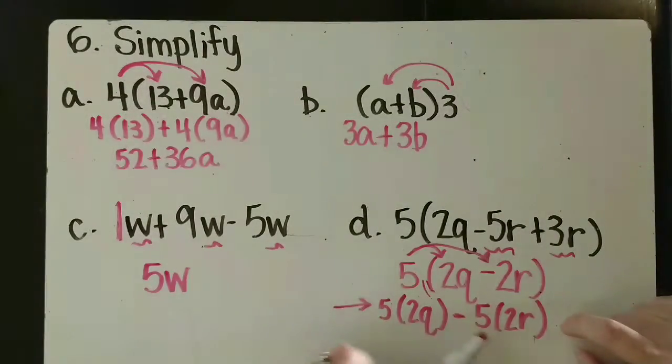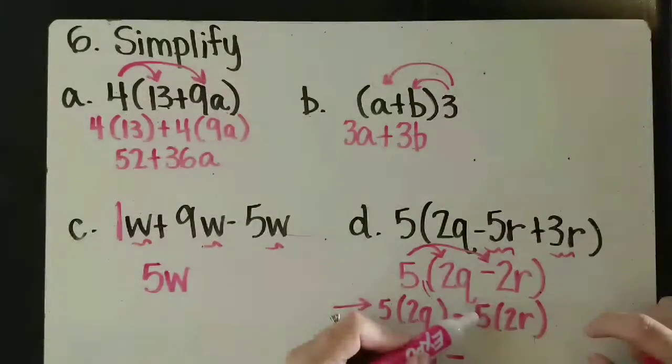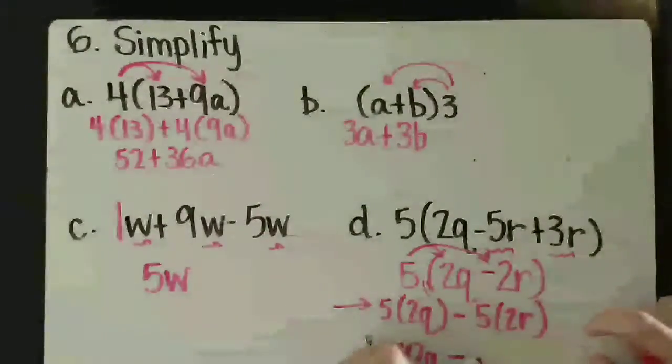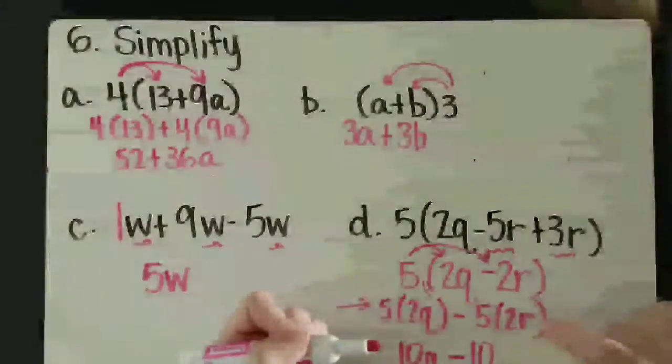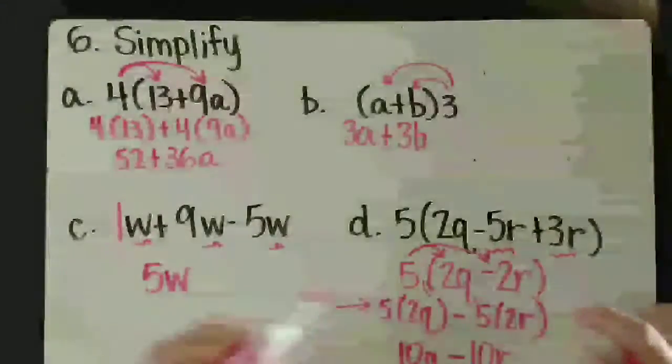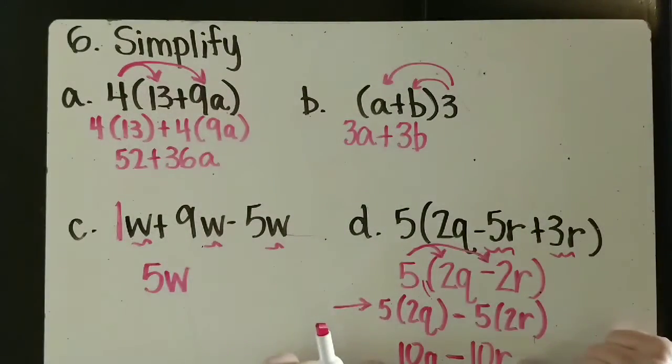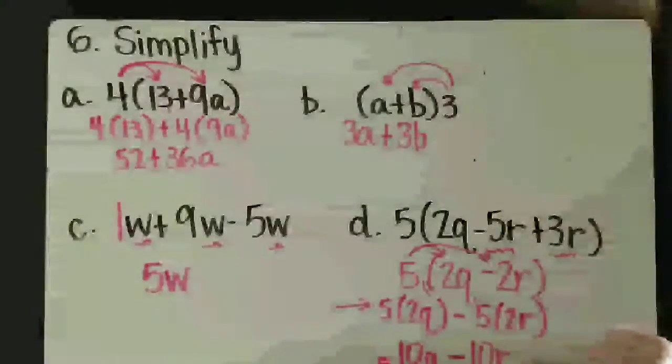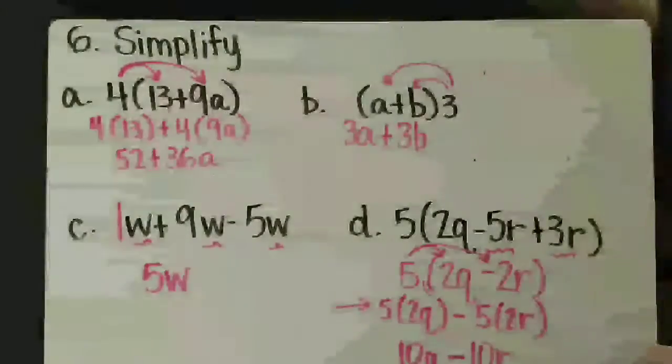And when you go ahead and simplify this, 5 times 2 is 10. Keep the labeling of Q. Bring down your subtraction sign, and 5 times 2 is 10. And here, keep your labeling of R. Can these two be combined? They cannot. They are not like terms. This has a labeling of Q, and this has a labeling of R.